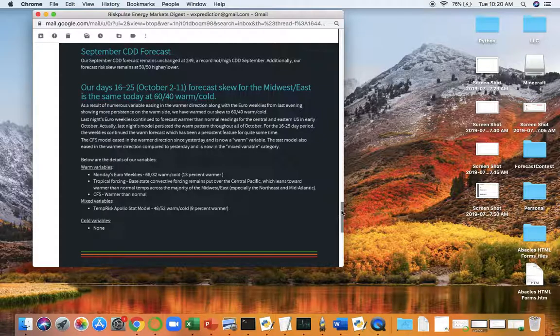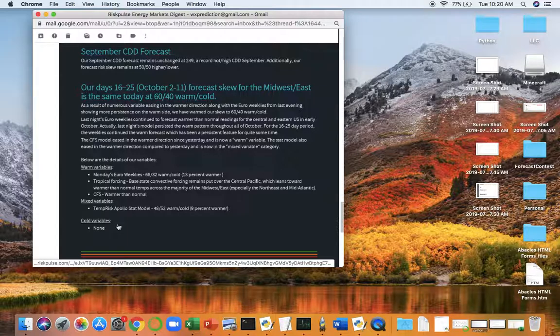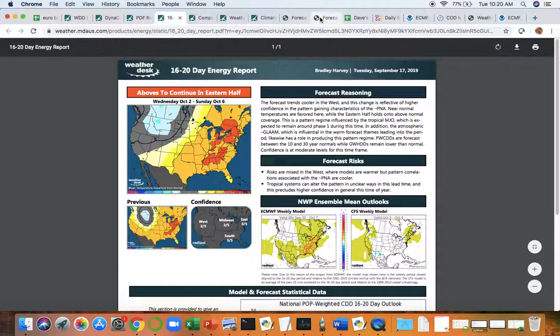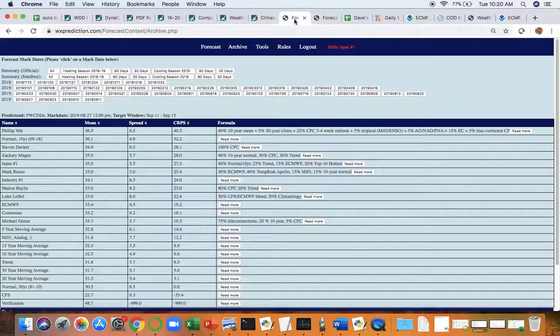In terms of the reasoning, they reference the ECMWF and CFS, things like that. They also have, I think, a nice breakdown in terms of warm variables, mixed variables, and cold variables. Again, in some cases, I might see something that I haven't considered, or, obviously, if they have a skew or a forecast that's significantly different, it's something that I want to pay attention to, which could possibly influence my forecast. All right, so back to my forecast. At this point, what I'll do, just to get to my final number, is I think.